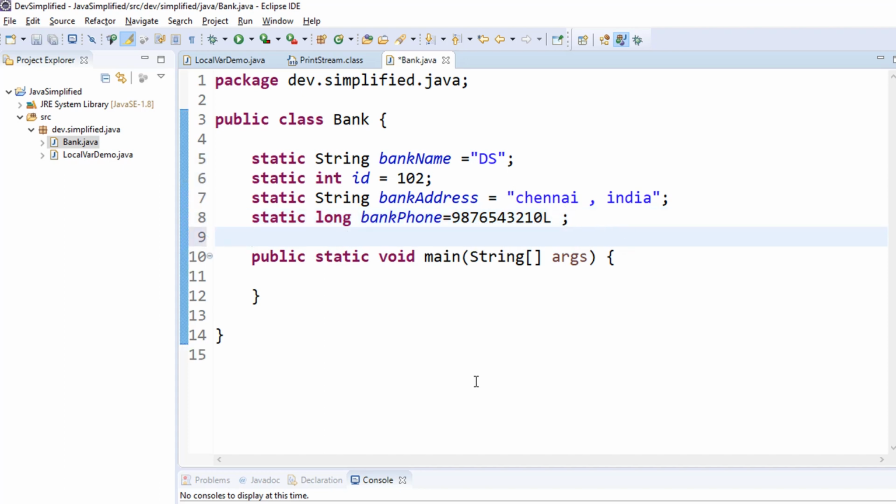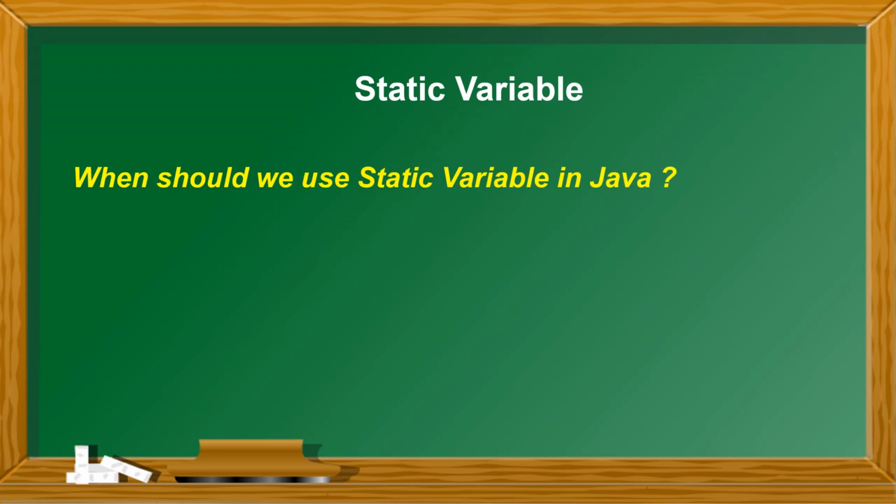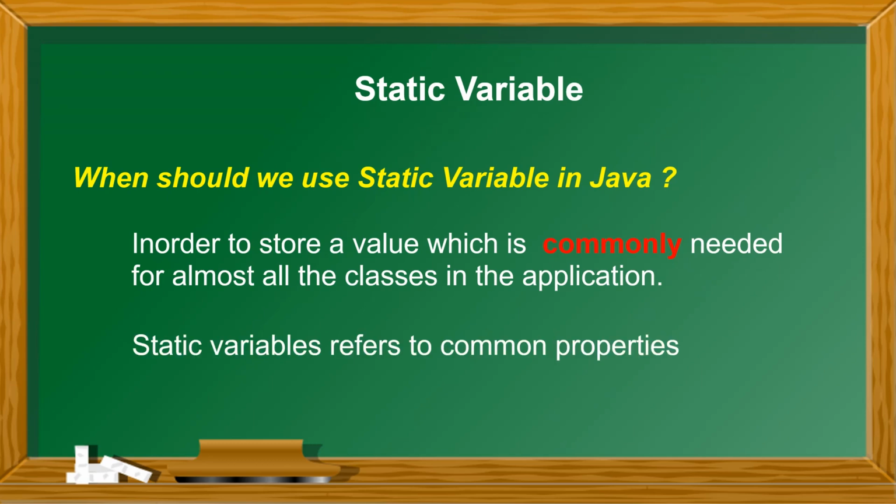So as of now we have created static variables which are present inside the class but outside a method with the keyword static. When should we use a static variable in Java? In order to store a value which is commonly needed for almost all the classes in the application, because a static variable basically refers to common properties.